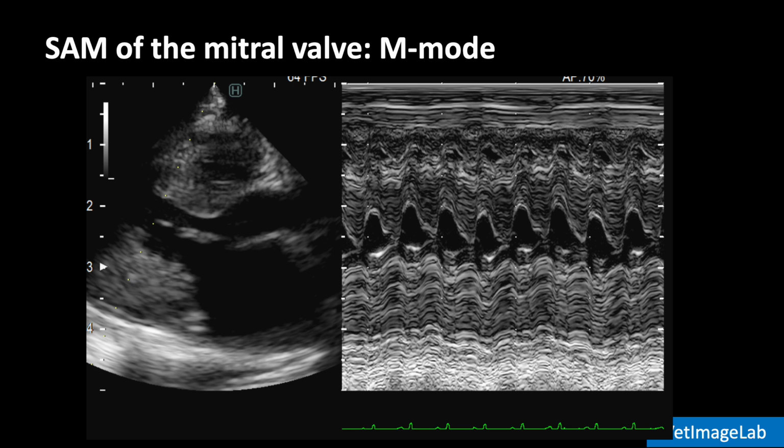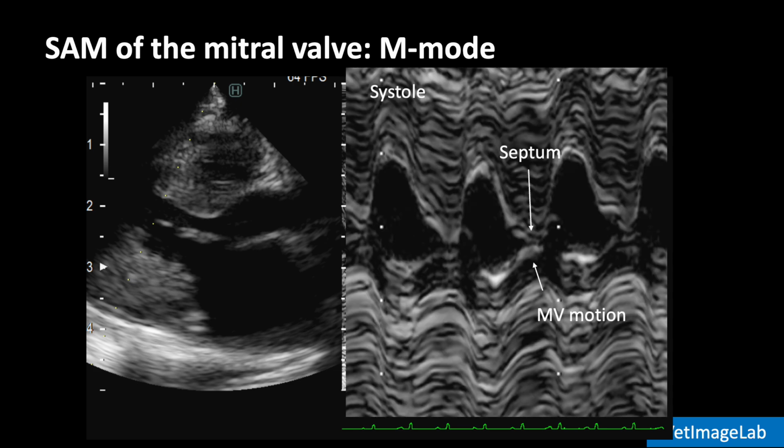SAM can also be evaluated using M-mode imaging. The M-mode cursor is positioned through the tips of the mitral valve leaflets and the interventricular septum. Here you can see a magnified portion of the M-mode image to better visualize the motion of the mitral valve and its relation to the septum.